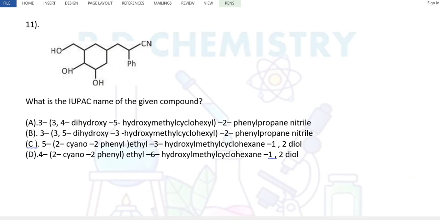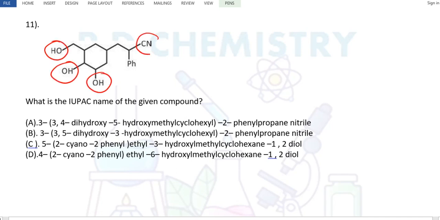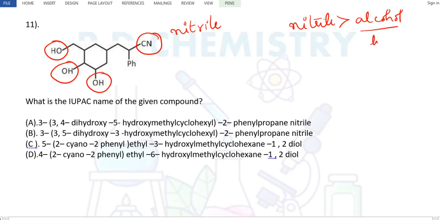Question number 11. The structure looks complicated. What is the IUPAC name of the following compound? But it is easy. First, identify the functional groups present. It looks like there are OH, OH and OH. Alcohol is there. And this CN also. Cyanide is actually the common name. Its IUPAC name is nitrile. So when we have OH and CN, which is the main functional group? Nitrile is the principal functional group. Then comes alcohol. Here the alcohol should be named as hydroxy.